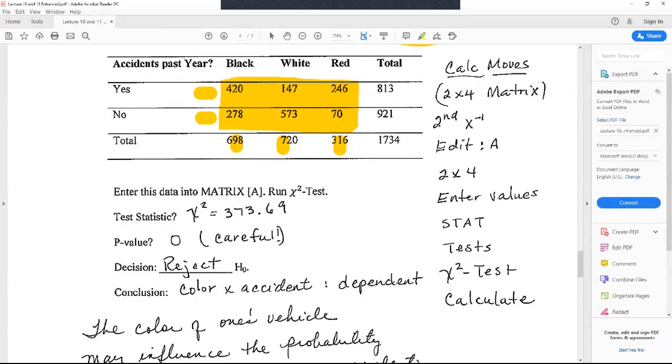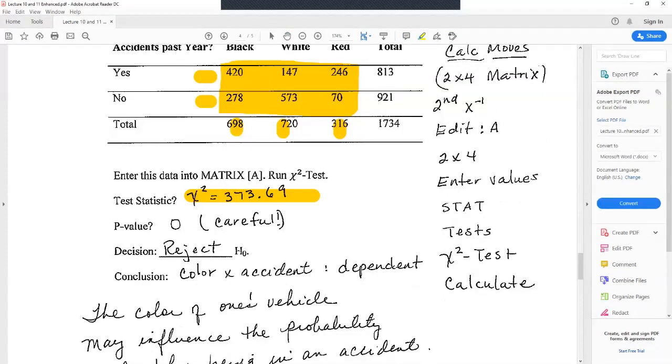Once you calculate, you are going to see the test statistic. So the chi-square test statistic is 373.69. But notice the p-value is 0. Now don't think that the p-value is larger than 1. Notice at the very end you have e followed by some number. Well, that means that the p-value is pretty much 0. A p-value that's pretty much 0 is going to be less than an alpha level of 5%, and anytime the p-value is less than the alpha level, we reject the null.